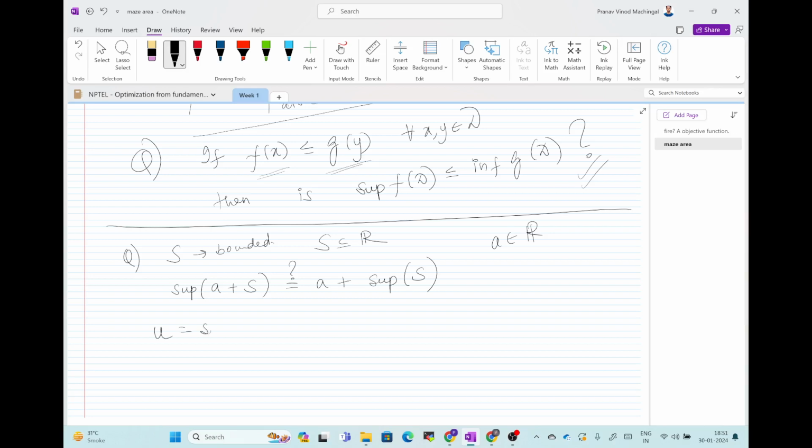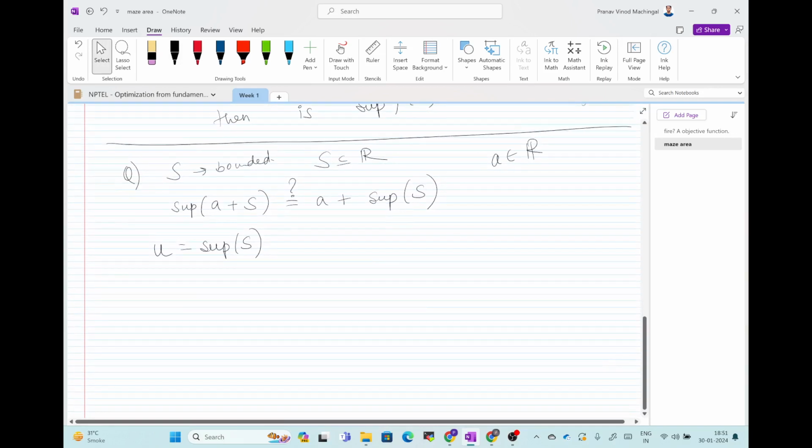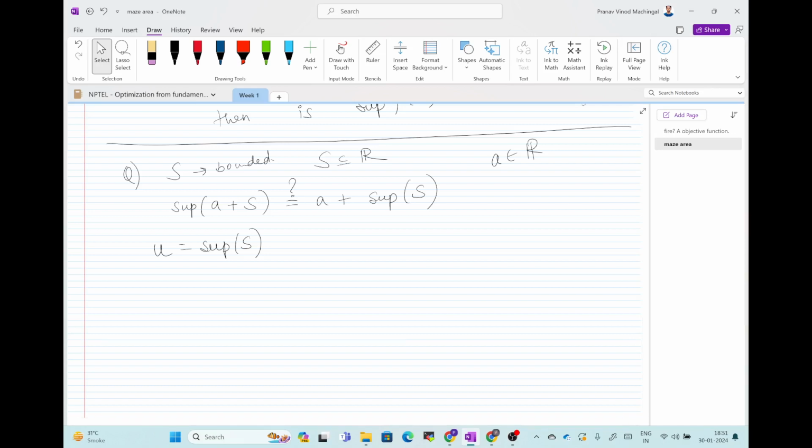u is equal to sup of S. So x is less than or equal to u for all x in S, right? Right. a plus x is less than or equal to a plus u for all x in S.